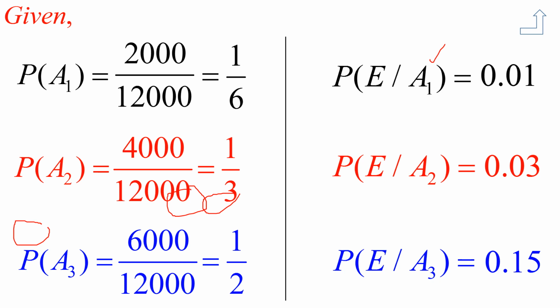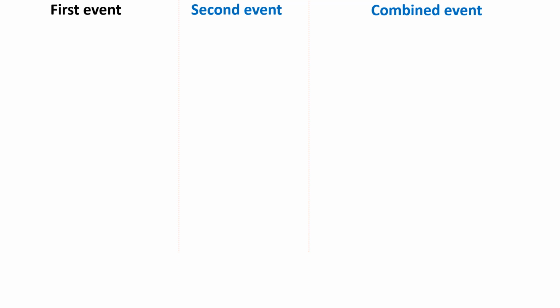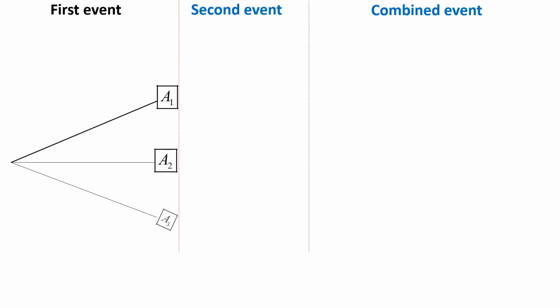And now we're going to draw a tree diagram. So in this tree diagram, first of all we write the first event, then we write the second event, and then we write the combined event. So let's understand what they mean. First event means an accident can be met by either a scooter driver or a car driver or a truck driver. A1 is the event of the scooter driver, A2 a car driver, and A3 is our truck driver.